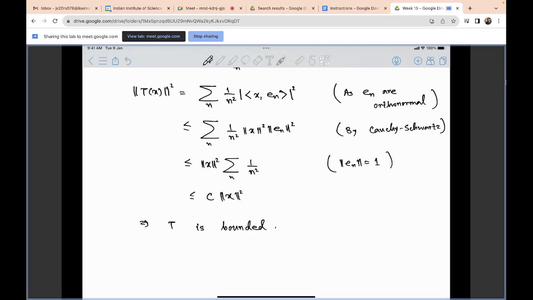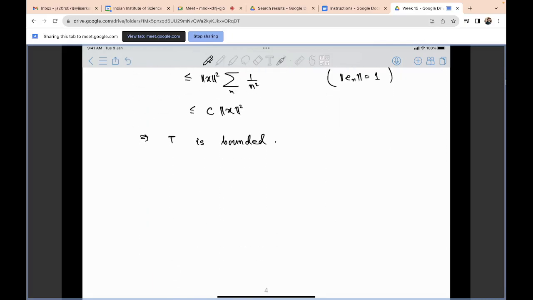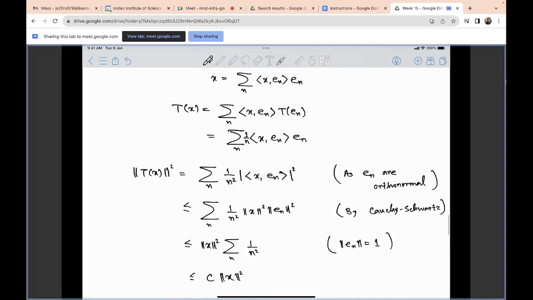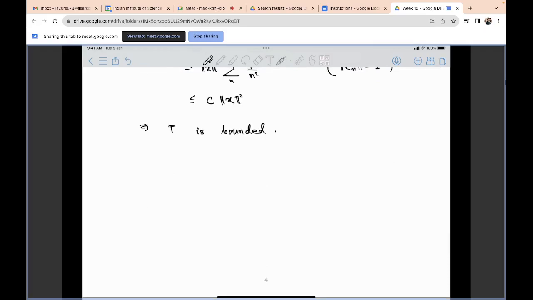Right? Now we will show that T is injective. For injectivity you have to show that T of x equals this. T is a linear operator, so if T x equals 0, you have to show that the kernel has only the zero vector, right? So if T of x equals 0, which implies the summation of 1 by n times the inner product of x and e_n times e_n is 0. And this is 0 means what?